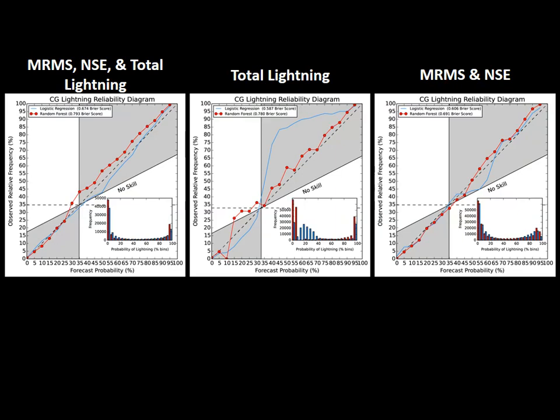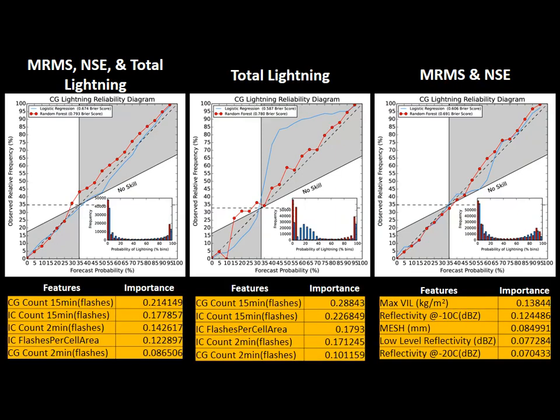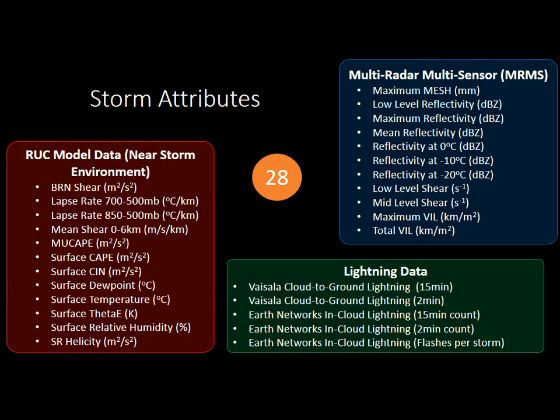One of the really cool things about random forests is it can tell you which features are the most important. For the case where we used all of the data, the most important features were the in-cloud and cloud-to-ground lightning features, which makes sense. If it's already producing lightning, it's probably going to continue. You can see when we took out lightning, it was the MRMS products that were the most important.